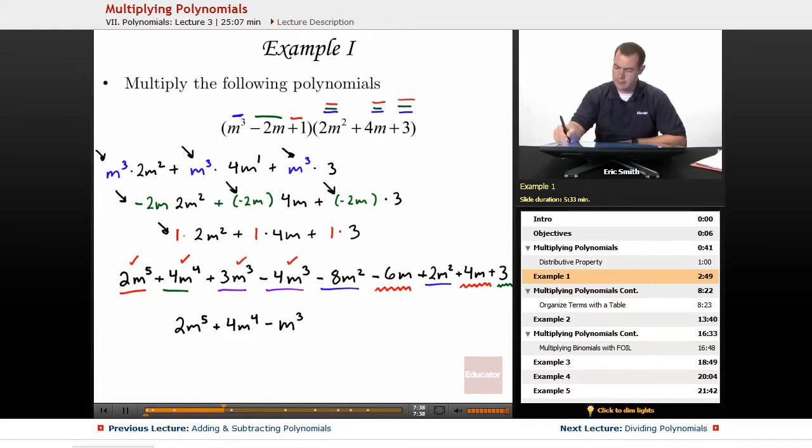And let's see, negative 8m squared plus a 2m. So minus 6m squared. That one's done, that one's done. Minus 6m plus 4m would be a minus 2m. Done and done. And then we'll just put our little 3 on the end.